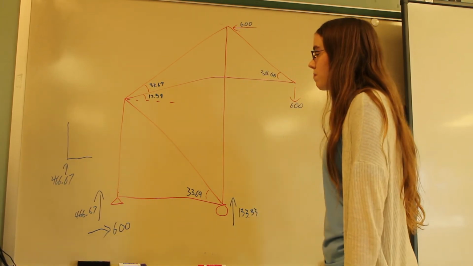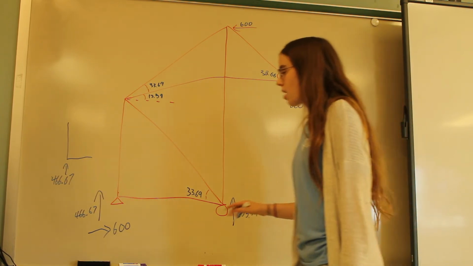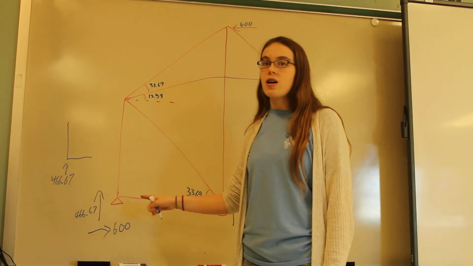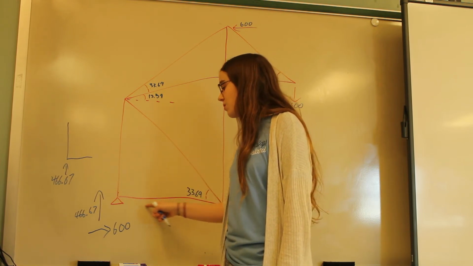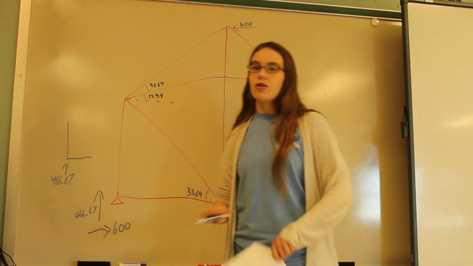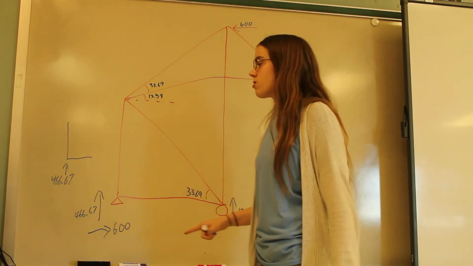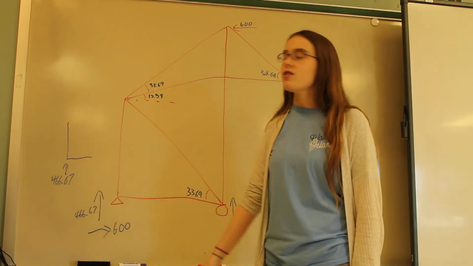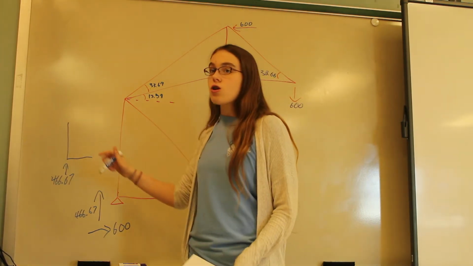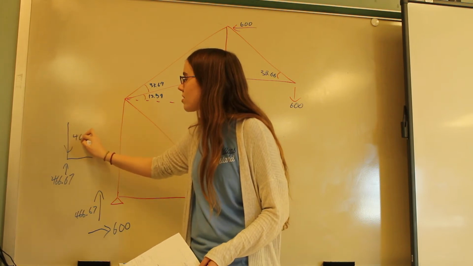So the corner you start in, you want the simplest one possible. So I'm starting here because this one is going only in the y direction and this one is going only in the x direction. So you don't have to do any trig or anything. And there are forces applied at this corner. So we know that this corner has to take 466.67 units of force. So it has to oppose with 466.67 units of force.